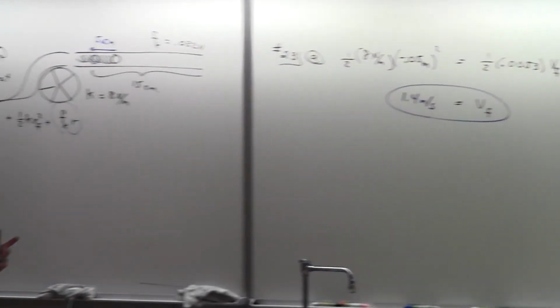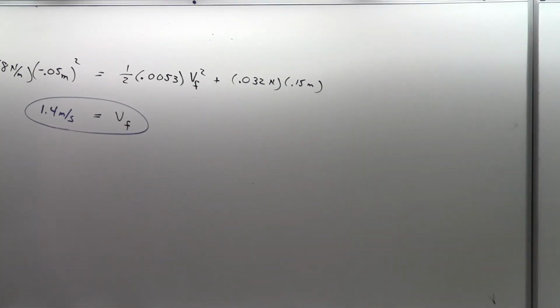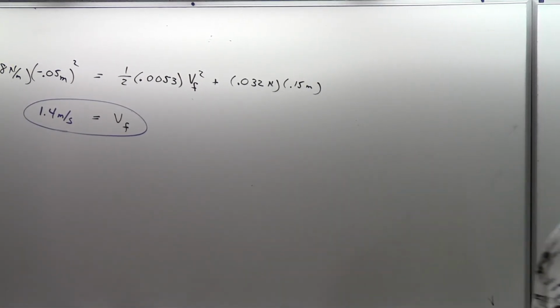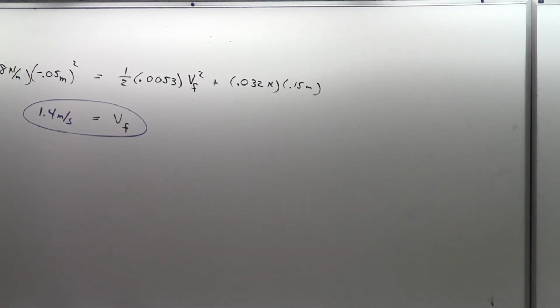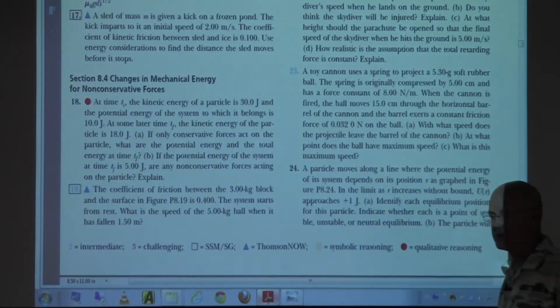And so there would be the first part of the answer. What is the speed as it exits the barrel? But I like how this one goes on. It's got some other creative questions here. At what point does the ball have the maximum speed?